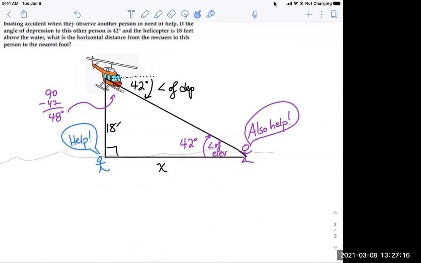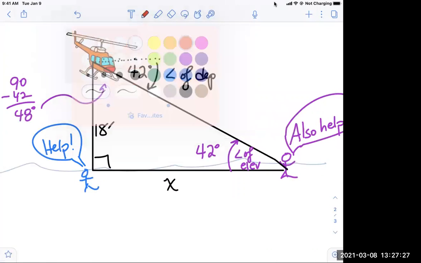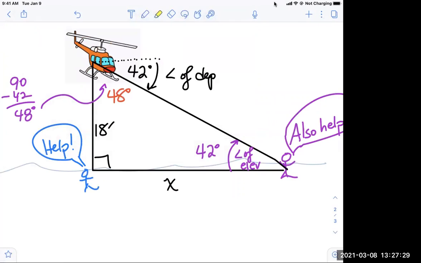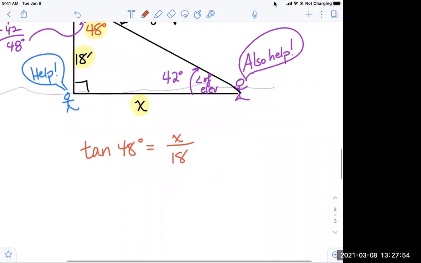Okay, so Peter, tell me sine, cosine, tangent, and what the equation would be. I'm going to use 48 degrees. Okay. And then it'll be tangent 48 equals x over 18. So he's using 48, 18, and x. So tangent 48 is equal to x over 18. And then Allison, tell me what you do to solve for x. You multiply both sides by 18. Good.